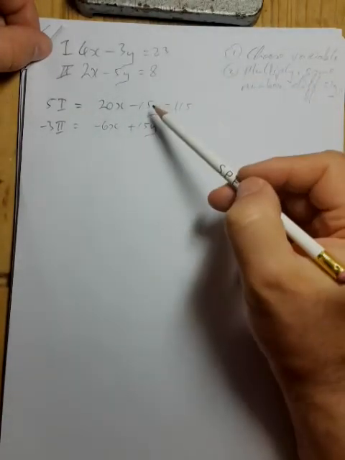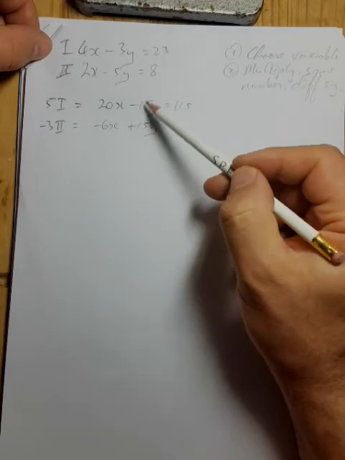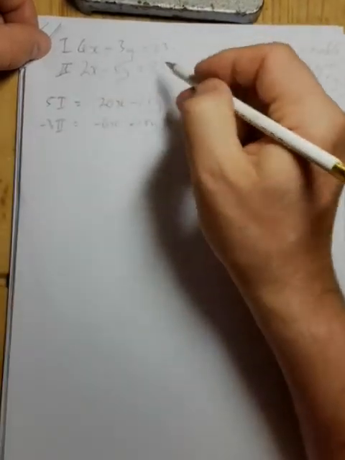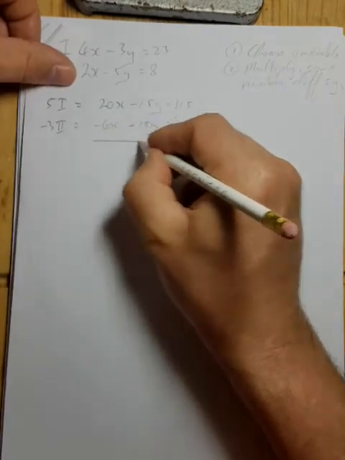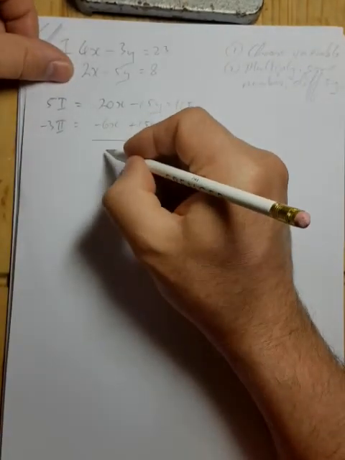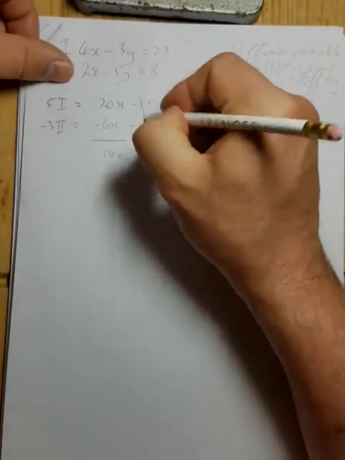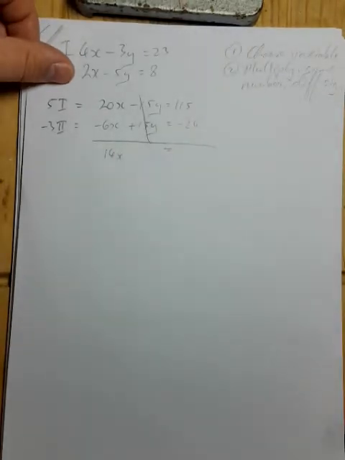So we now have what we were looking for. Same number, different signs. And then -3 by 8. Well, 3 by 8 is 24, so this is minus 24. So 20 minus 6 is 14x. They're gone. 15 minus 24 is minus 91.